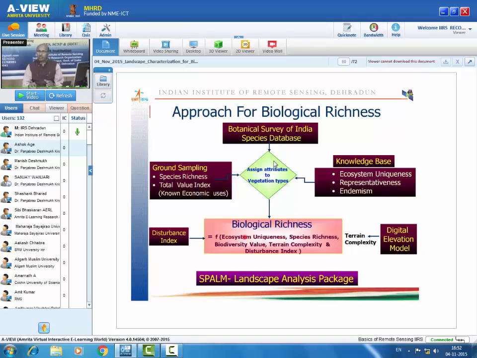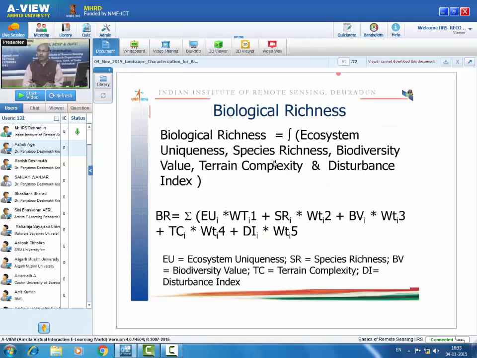Then you can put all this in an equation. Again, this is a linear equation which says biological richness is a function of ecosystem uniqueness, species richness, biodiversity value, terrain complexity, and disturbance. Normally, when we talk about biological richness, people think of the number of species. The number of species alone cannot indicate the richness of that area, because it is very important to know what other ecosystems or unique things are found in that area. That's why we have considered more parameters, and that is the beauty of this approach, that you can consider most of the parameters so that you can define the richness in the most appropriate way.